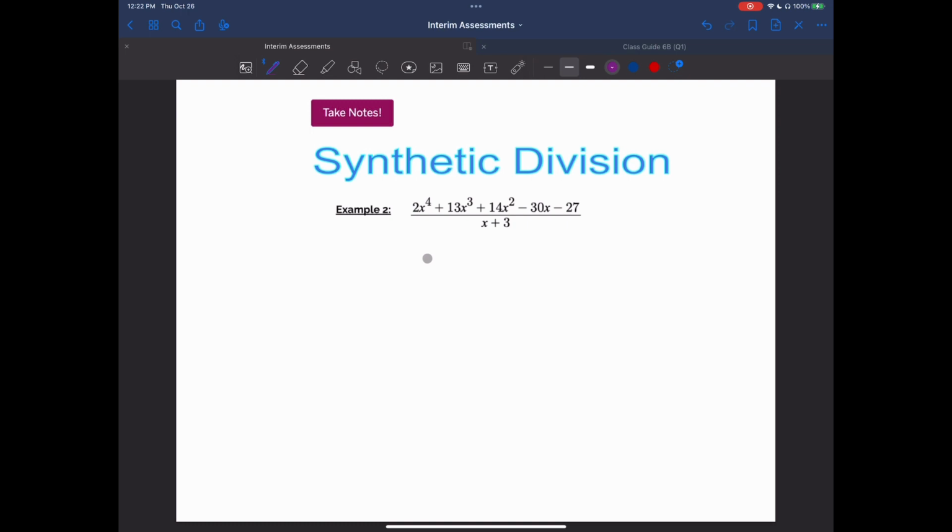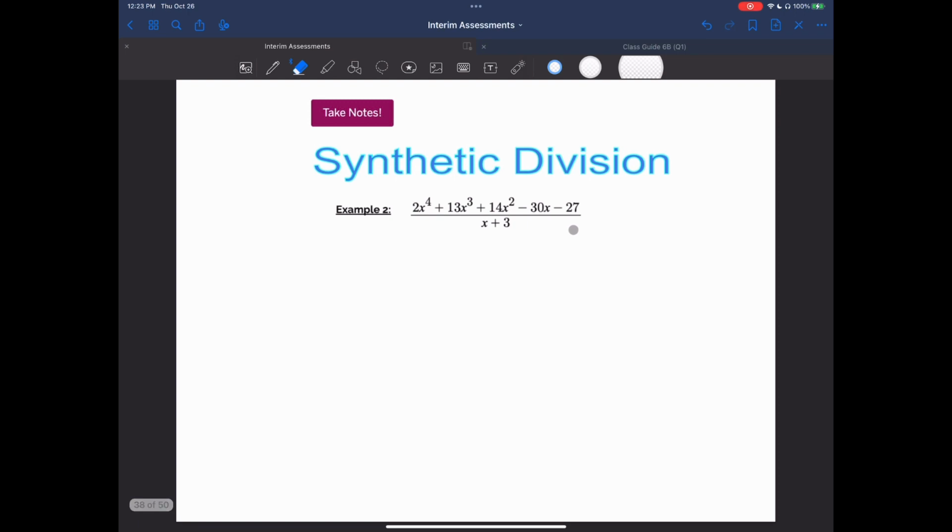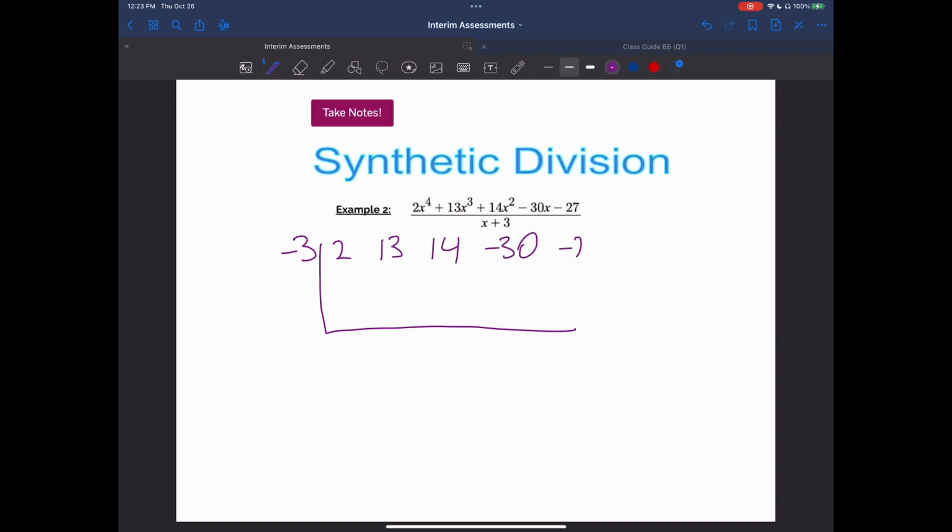If you want, pause this, try this on your own, and let's set it up. So notice this one I showed you with a division sign. This one I did it as a fraction, but I just want y'all to make a mental note: a fraction is division. Okay, pause this. I'm going to quickly do it. I would have a -3 out here, and I'm going to put all my coefficients inside. So 2, 13, 14, -30, -27. Okay, let's remember the first thing we're always going to do is drop that 2 straight down.